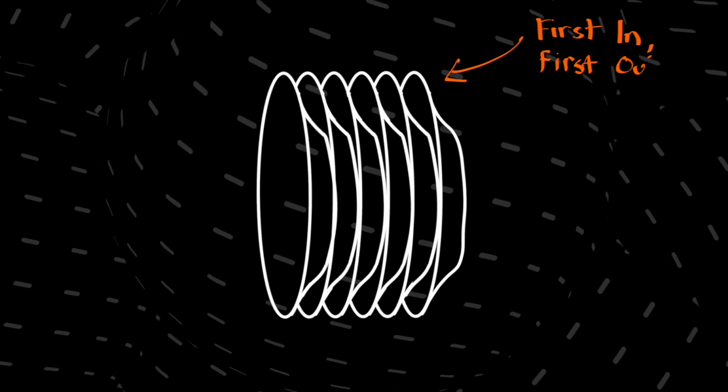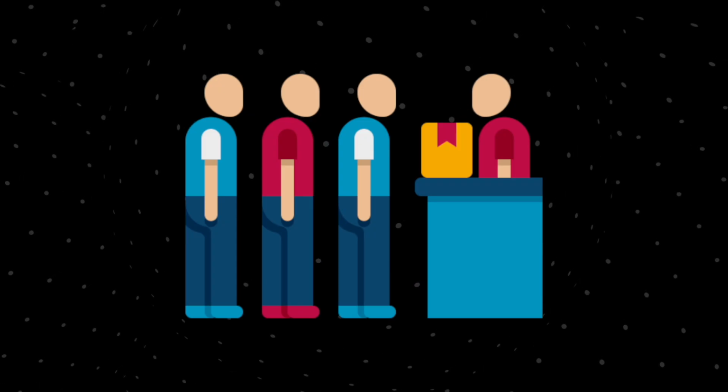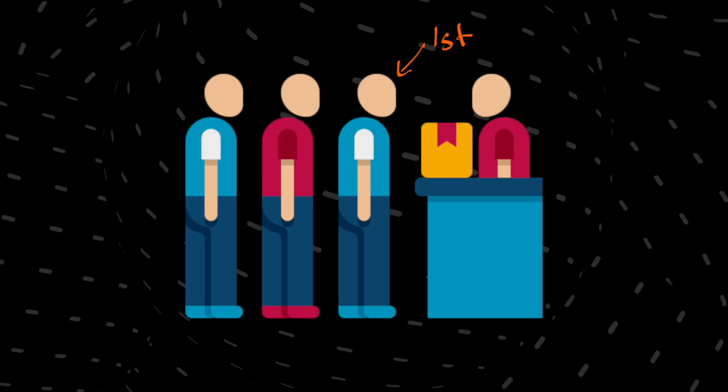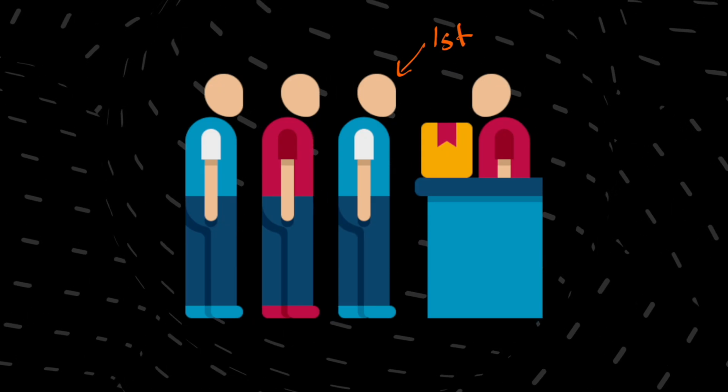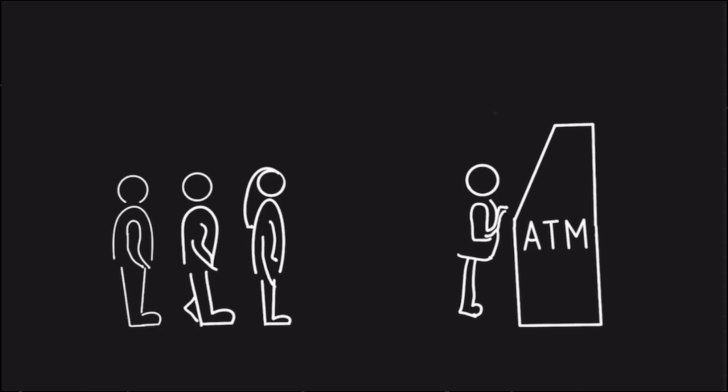So let's say, for example, imagine you're lining up at a coffee shop. The first person who gets in line is the first one to get served, right? So that is a queue. Or maybe you are about to withdraw at an ATM and there's a line. The first one who is closer to the ATM will get to withdraw first, okay?